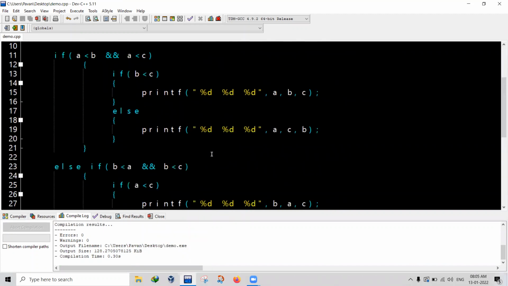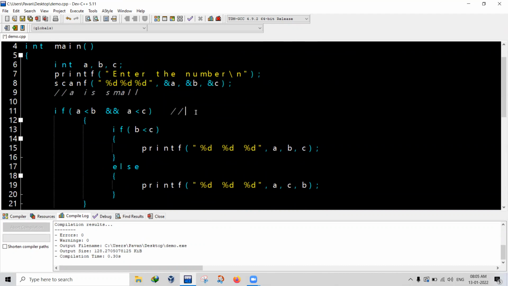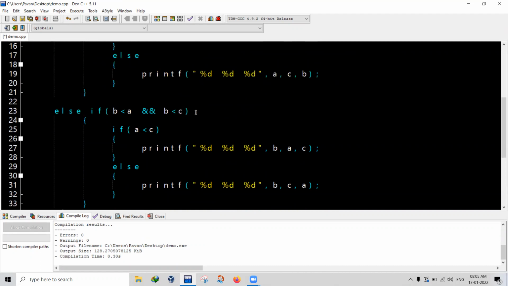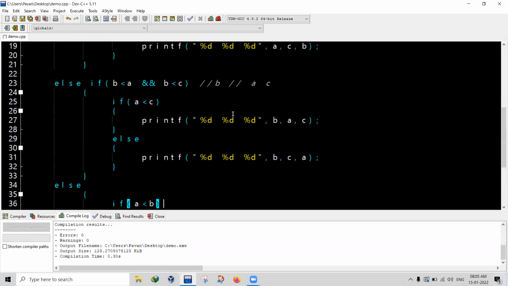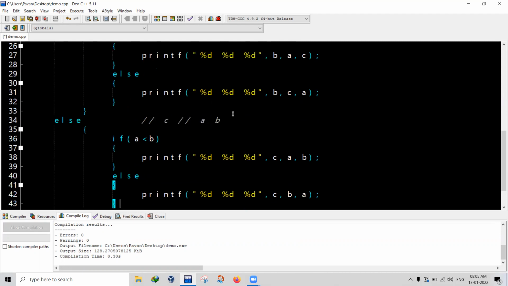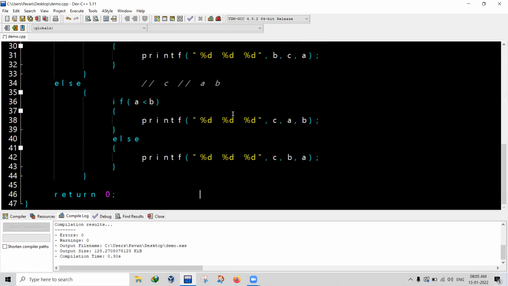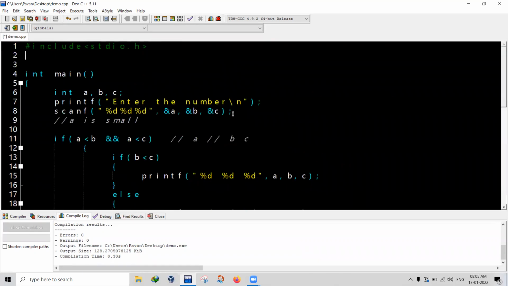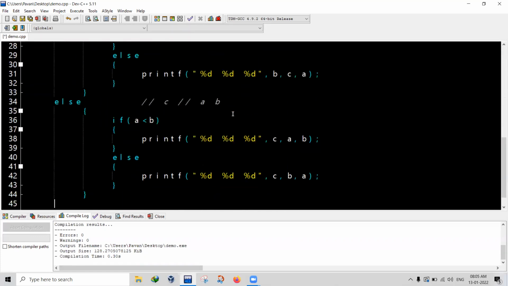See here, in the first part, I checked if A is the smallest. If yes, I'm checking in B and C, which is the smallest. In the second case, first I'm assuming B is the smallest. Then I'm checking in A and C, which is the second smallest. Since A and B have already been checked, the last remaining number is C. I need not write the condition. The two competitors for the second position are A and B. I just checked and printed in the order CAB or CBA. This is the simplest program for you to find the ascending order of three numbers.